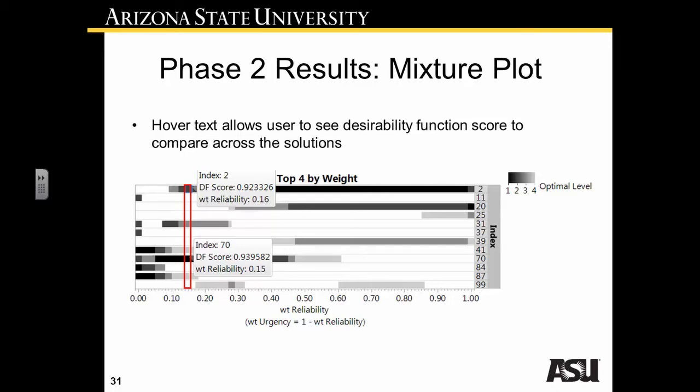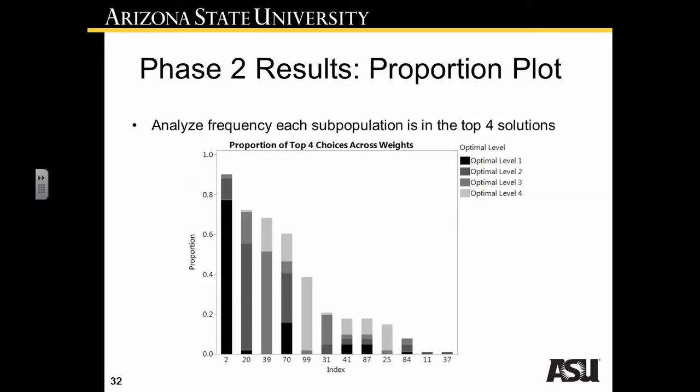The second plot available is a proportion plot. This proportion plot is a stacked bar chart that allows you to analyze the frequency that each subpopulation is in the top 4 solutions. So this plot is on the same black to gray scale as the mixture plot, so you can identify how often any given solution is the best, the second best, third best, fourth best choice across all of the weights.